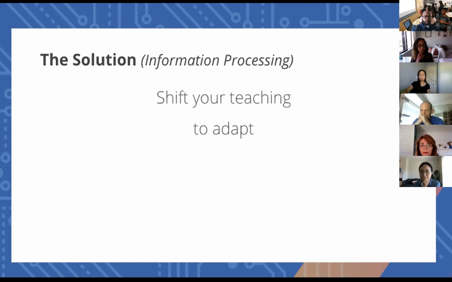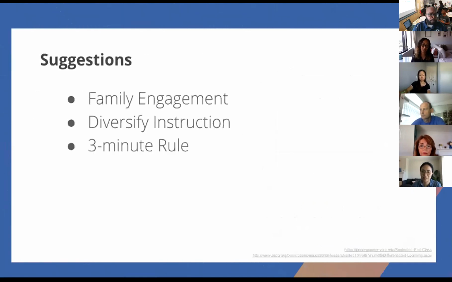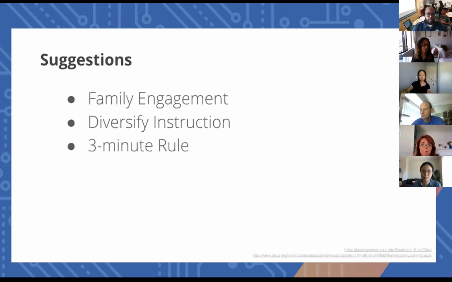So what's the solution? Touching on information processing, one of the 4 quadrants, it's to shift your teaching to adapt. When students are learning, their brain is searching for the relevance in those materials that you're teaching, and it adapts to what their brain is already exposed to. Because of this, you have to shift your teaching to adapt to your students. So a few things that could help.